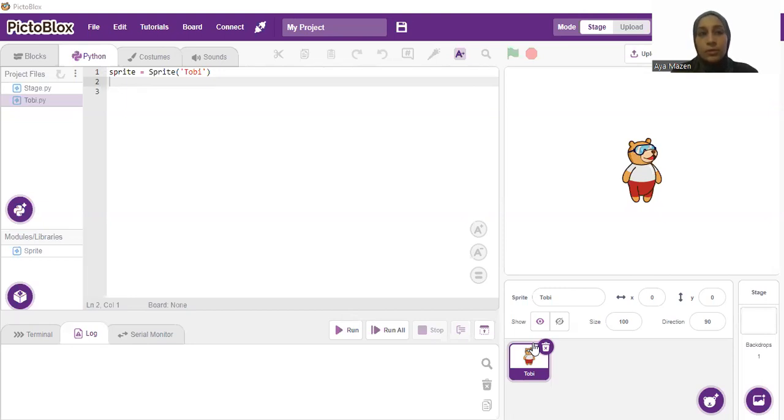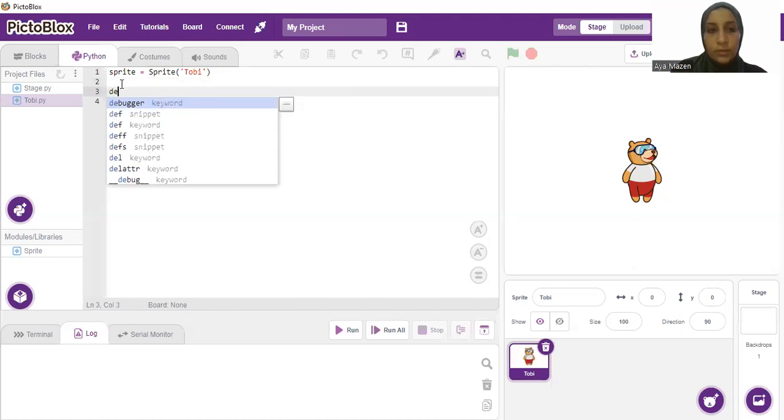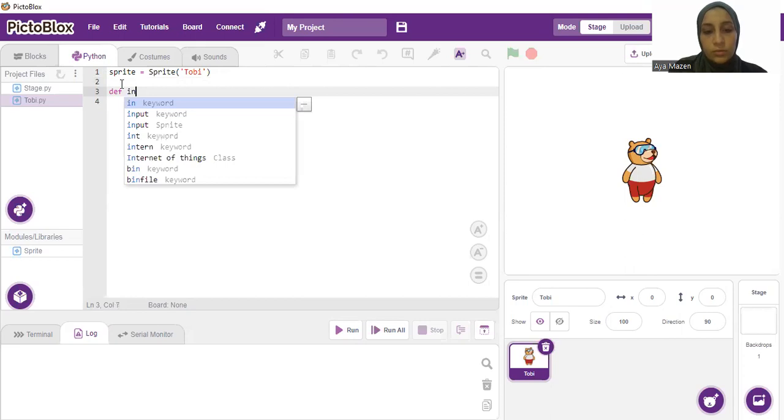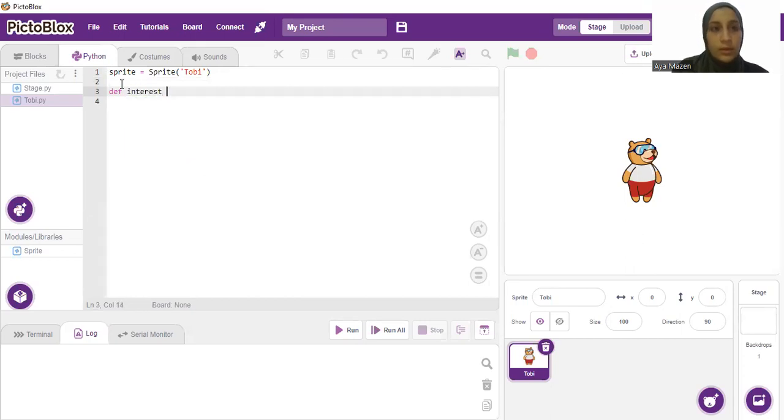I will be with you today explaining an example for calculating the interest for your bank account. So let's create a function and name it interest calculator that will calculate for us the interest. How can we create a function in Python? By writing this keyword def and then the name of the function, interest calculator, one word.